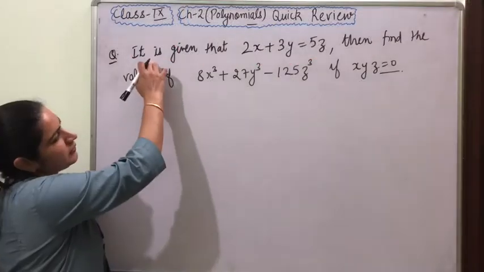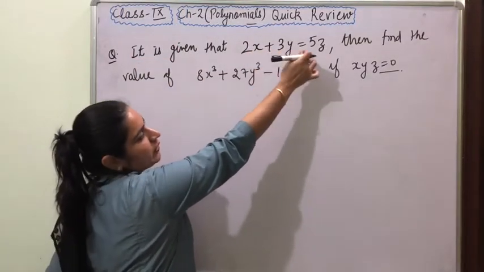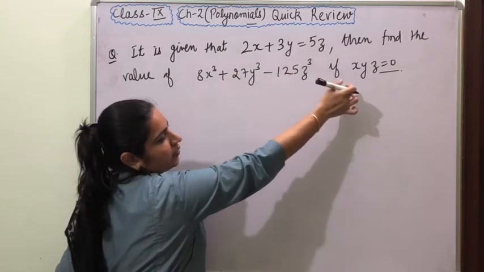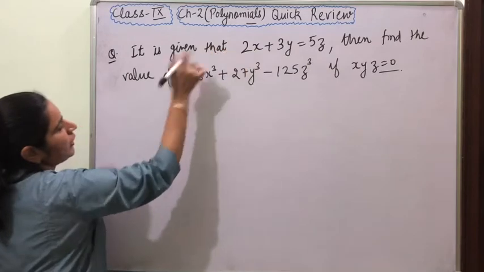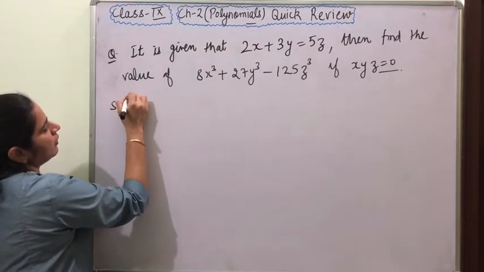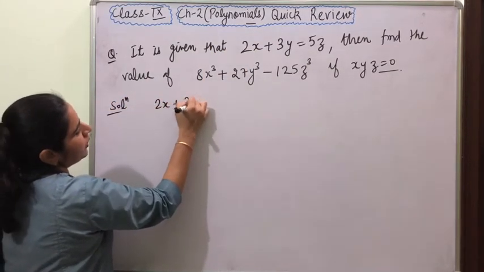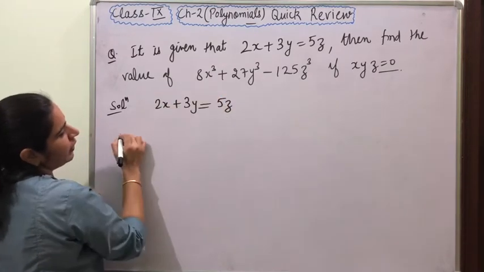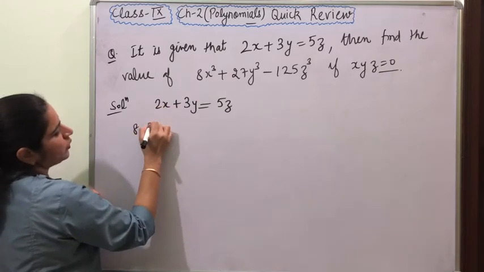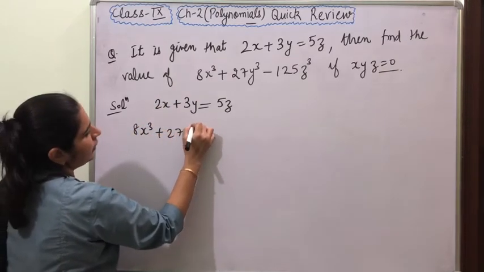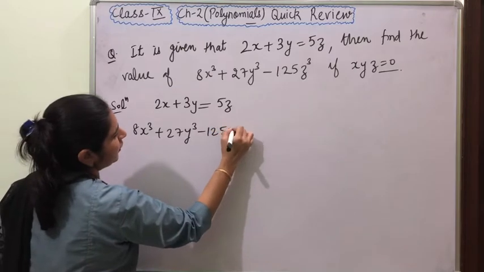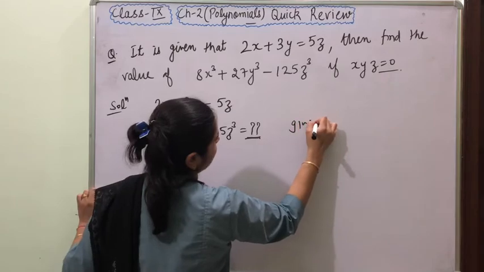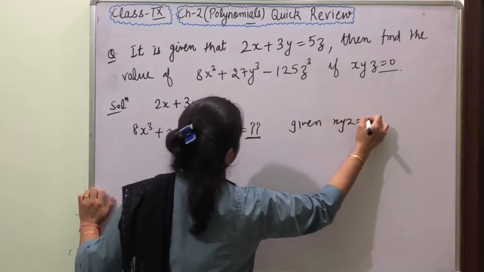Now the next type. It is given that 2x plus 3y is equal to 5z, then find the value of this polynomial if xyz is equal to 0. The given condition is 2x plus 3y is equal to 5z, and we have to find the value of 8x cube plus 27y cube minus 125z cube, given that xyz is equal to 0.